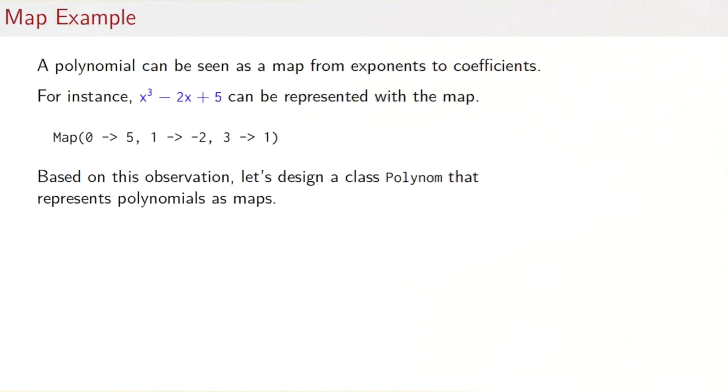So let's do a more involved example using maps. What I want to do is look at polynomials. A polynomial can be seen as a map from exponents to coefficients. For example, the polynomial x to the cube minus 2x plus 5 could be represented with the map that says at exponent 0 we have a 5, at exponent 1 we have a minus 2, and exponent 3 we have a 1. Based on this observation, let's design a class polynom that represents polynomials as maps.